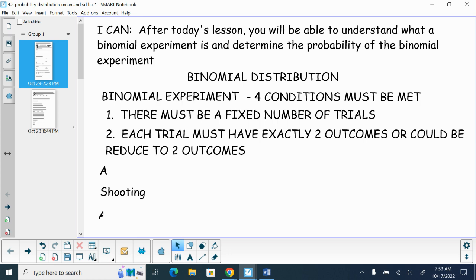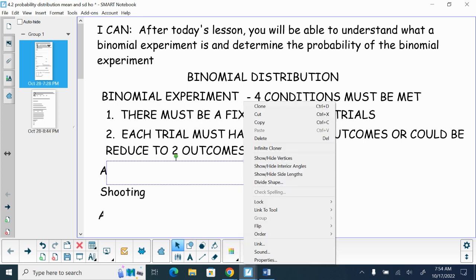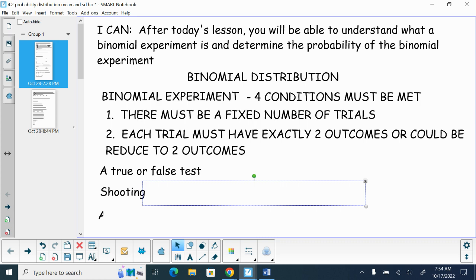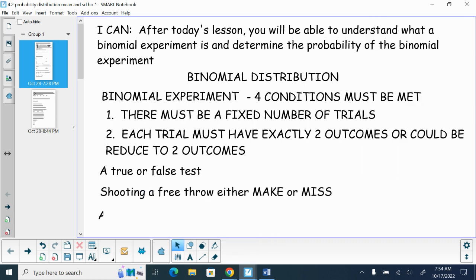So there must be a fixed number of trials, and each trial must have exactly 2 outcomes or can be reduced to 2 outcomes. A true and false test. The answers to true and false tests are either true or false. You don't have a maybe there as an option. It's either a true or a false answer.